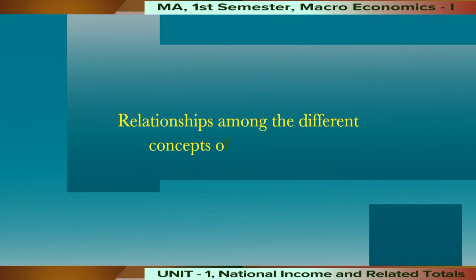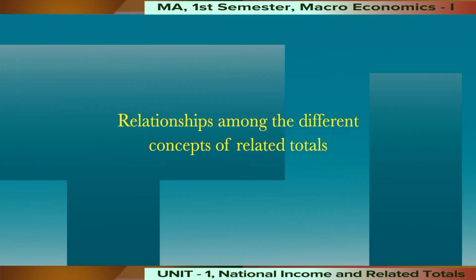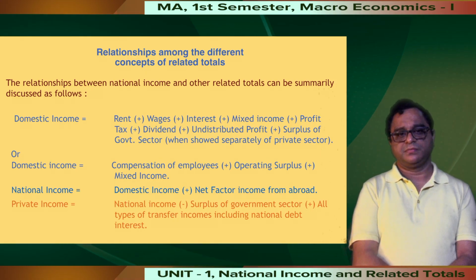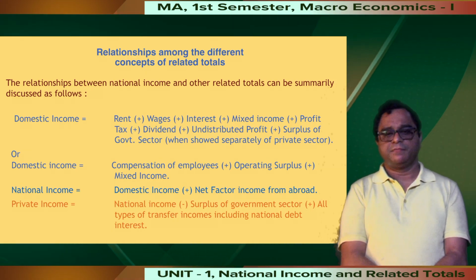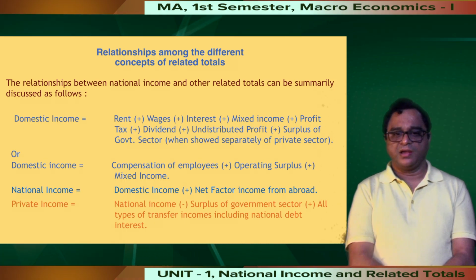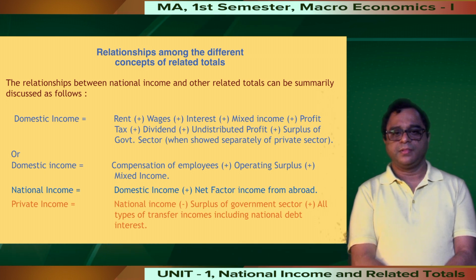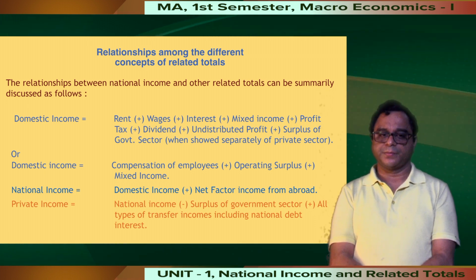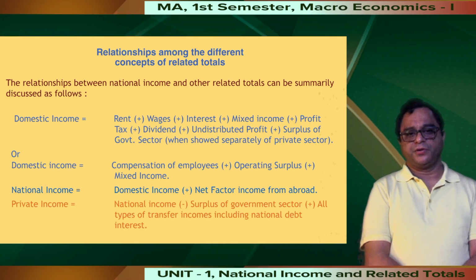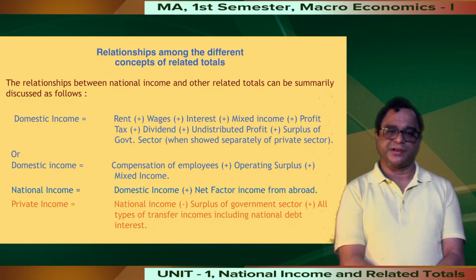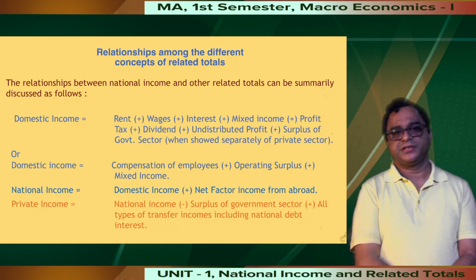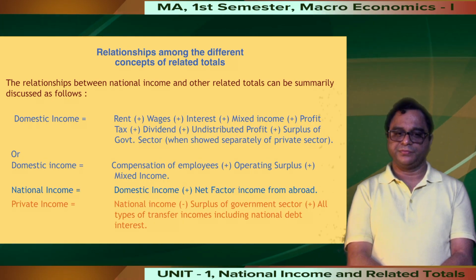So here we can see the relationship among the different concepts of related totals. Domestic income is rent plus wages plus interest plus mixed income plus profit tax plus dividend plus undistributed profit plus surplus of government sector, when sold separately, or private sector. Or domestic income can also be derived from compensation of employees plus operating surplus plus mixed income. And national income is derived from domestic income plus net factor income from abroad.